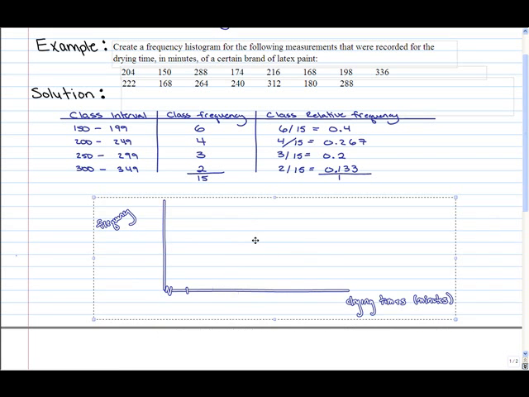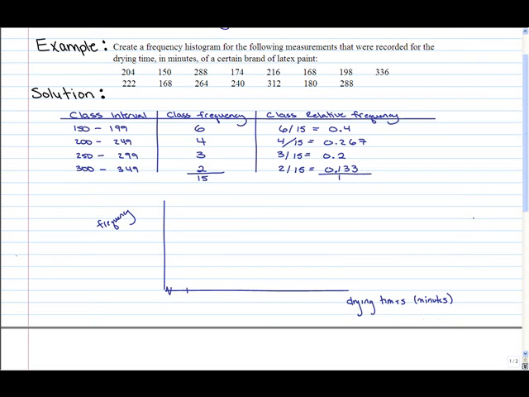Here, to create a frequency histogram, what we would just do is on the x-axis, we would put the drying times in minutes, because that's what the question is referring to, and on the y-axis, you would put the actual frequency. So we are plotting the frequency histogram, which means we're plotting this column here. If we were to plot the relative frequency column, that would be over here, and this would then be relative frequency as opposed to frequency. Okay, so back to the frequency histogram.